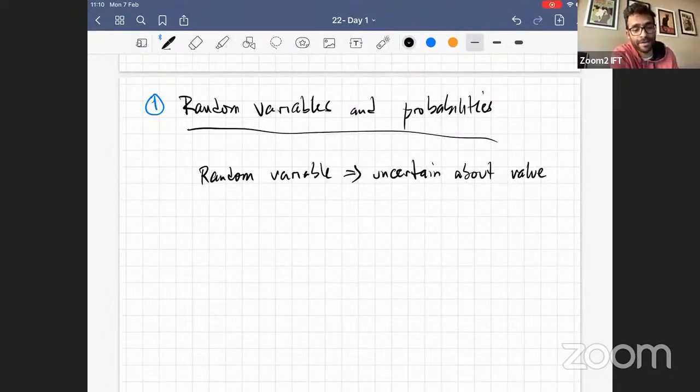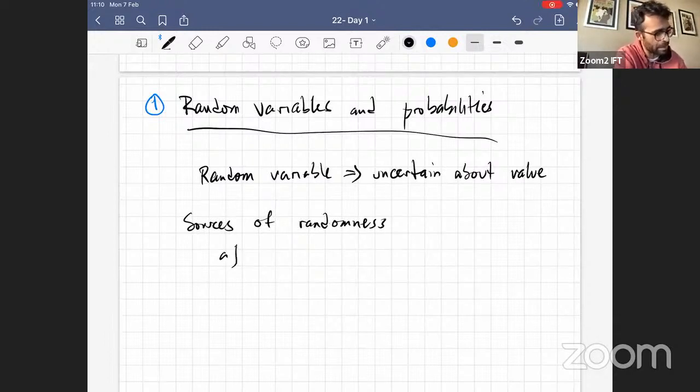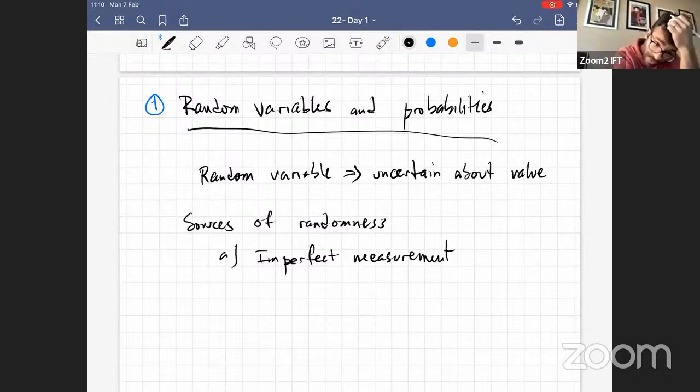And why is that? Essentially you have two different sources of randomness. For example, you have the possibility that your measurement is not perfect. So you have imperfect measurement. Why? Because you cannot be sure that the conditions under which you measure are identical. There are some environmental effects, etc. And this gives you some sort of randomness.